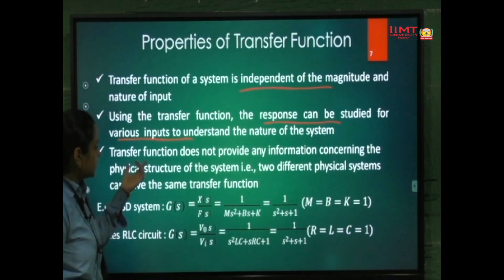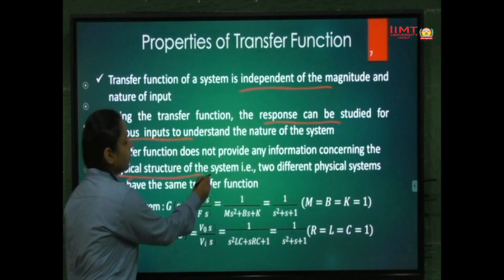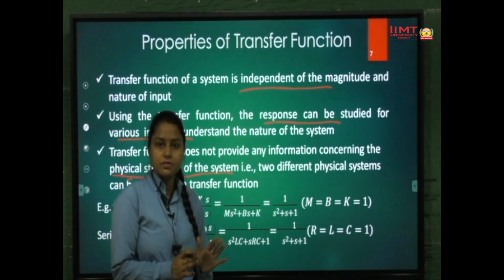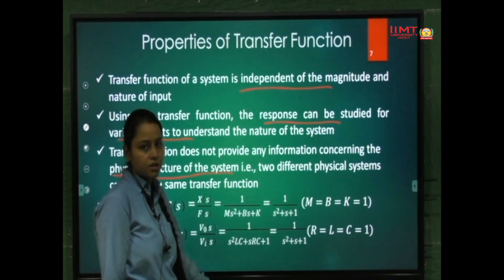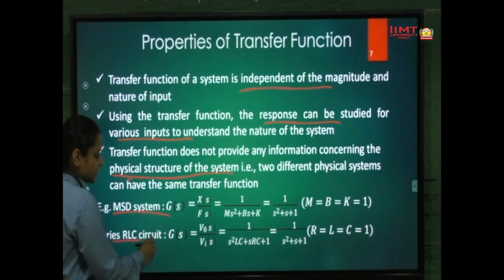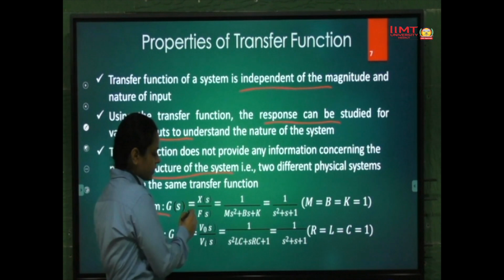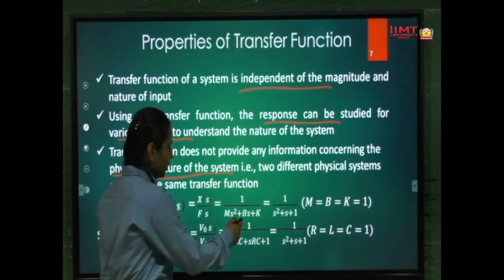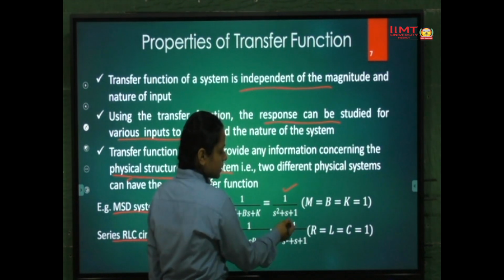The next property is that it does not provide any information concerning the physical structure of the system. So two physical systems can have the same transfer function. For example, we have a mechanical system and a series RLC circuit. For a simple mechanical system, we have a transfer function 1 by (ms square plus bs plus k), as we have seen in lecture number 2, which for m equal to b equal to k would be equal to 1 by (s square plus s plus 1).